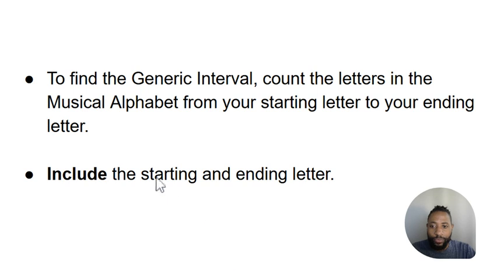So, just as a review, to find the generic interval, count the letters in the musical alphabet starting from your starting letter, including that one, and then go all the way up to the last letter that you are ending on. And I say going up, but you can go up or down really because it's the same amount of distance. Just count all the letters from your starting to your finish. That is your generic interval, that number.